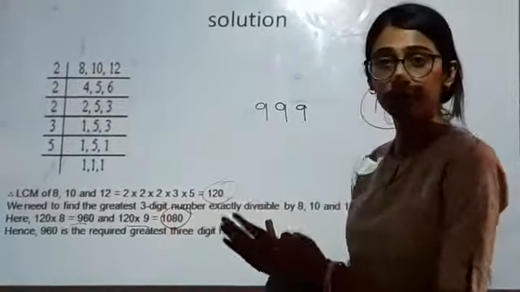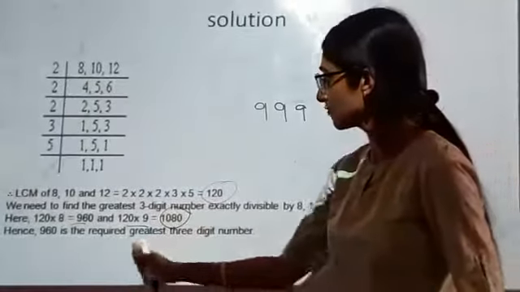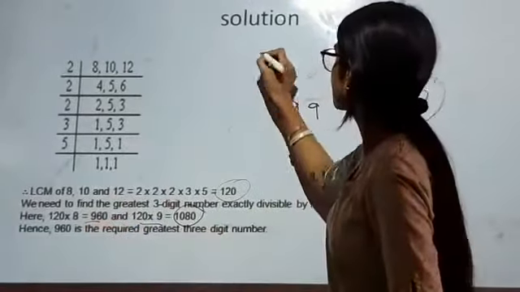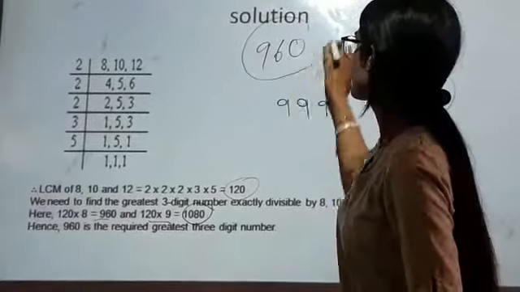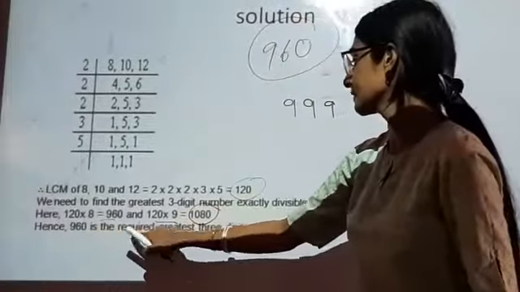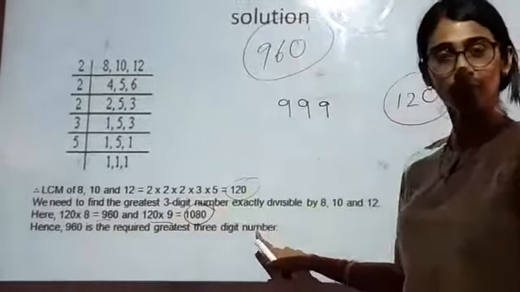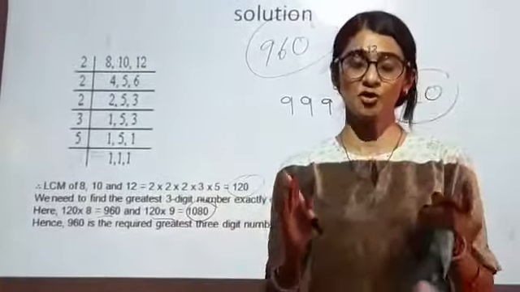So you cannot accept it. You have to find the greatest 3-digit number. So just before that you got 960. That is your desired result. Hence 960 is the required greatest 3-digit number. So this way you have to solve this type of questions.